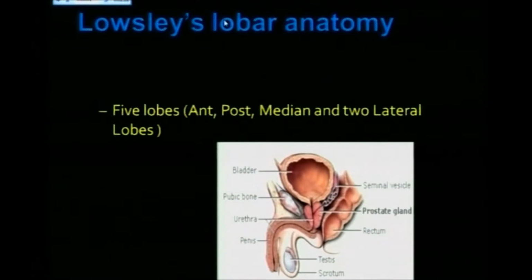If we look at the anatomy of the prostate, initially it was described as the lobar anatomy, where you have the median lobe, anterior, posterior, and the two lateral lobes. But then this does not really hold good in an adult prostate. This more reflects a fetal anatomy. Also, it's not practically useful with respect to the pathologies.